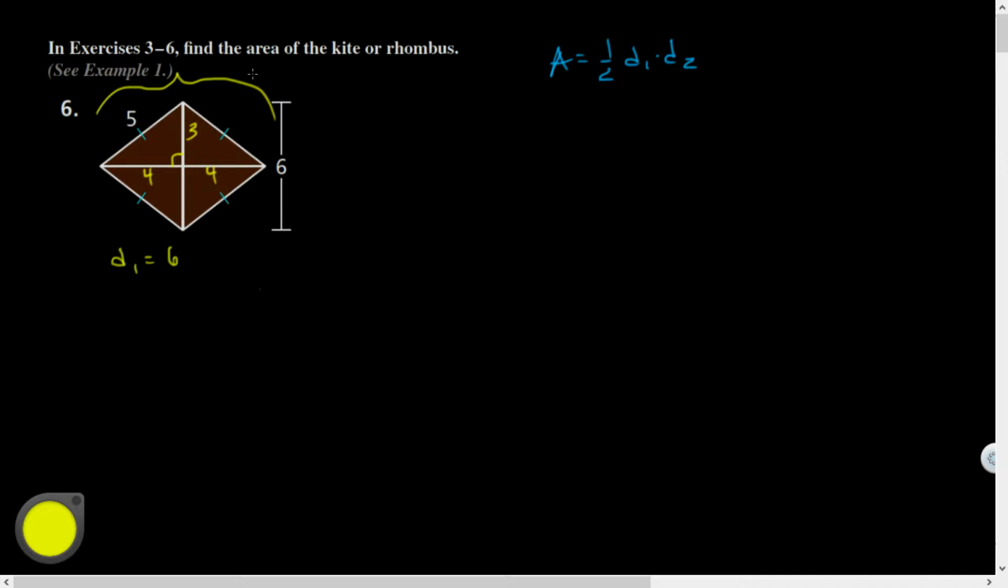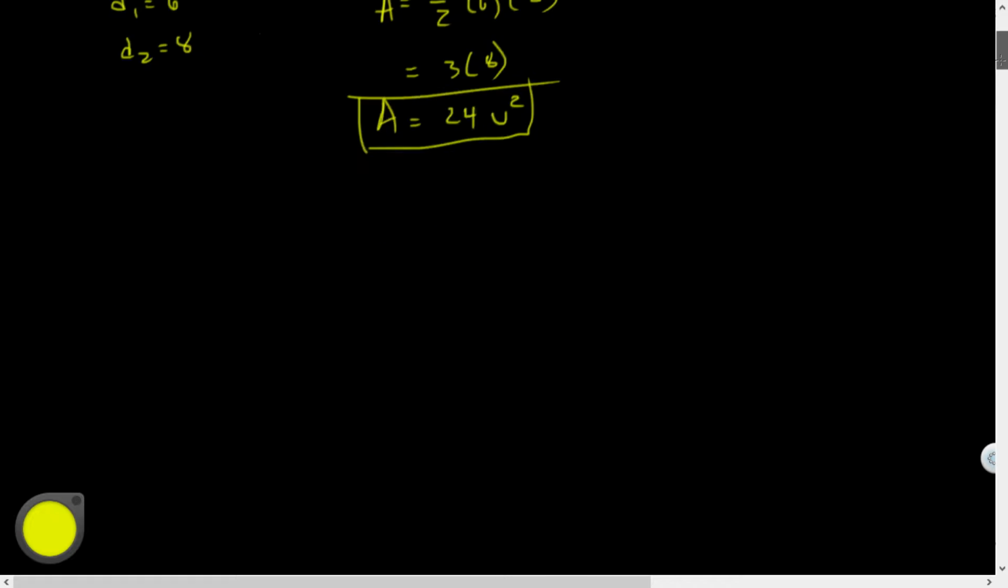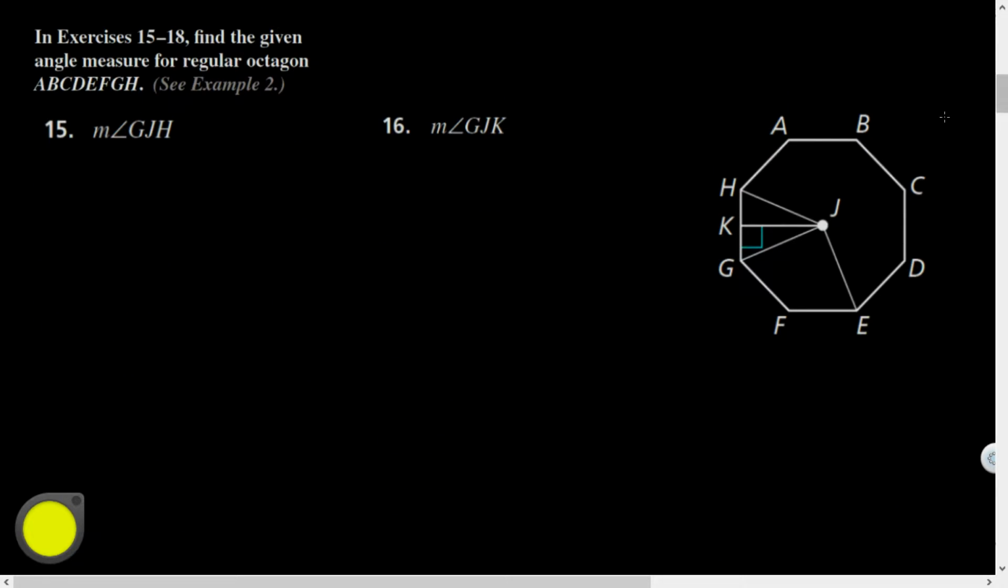So what is the entire diagonal across? What is this entire distance across? Is 8, right. So now d2 is going to equal 8. So area is going to equal half of 6 times 8. So that's 3 times 8, or 24 units squared, right? Multiplication is commutative, so the order does not matter.